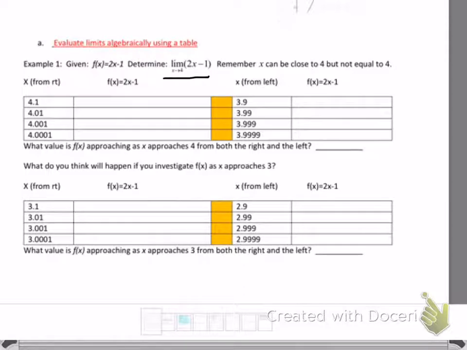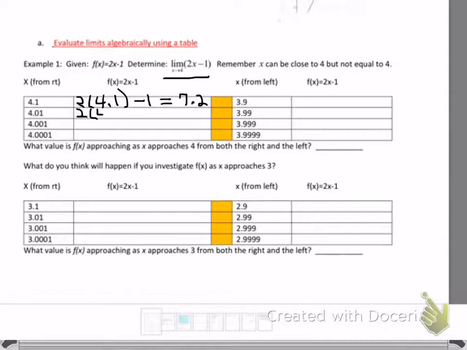So let's use our function, which is 2x minus 1, and the first thing we're going to do is approach from the right, so from the positive side, and I'm going to use the black to match what I did on the previous page. We're going to take our x value of 4.1, plug it in my function, subtract away 1, and I'm going to get a value of 7.2.